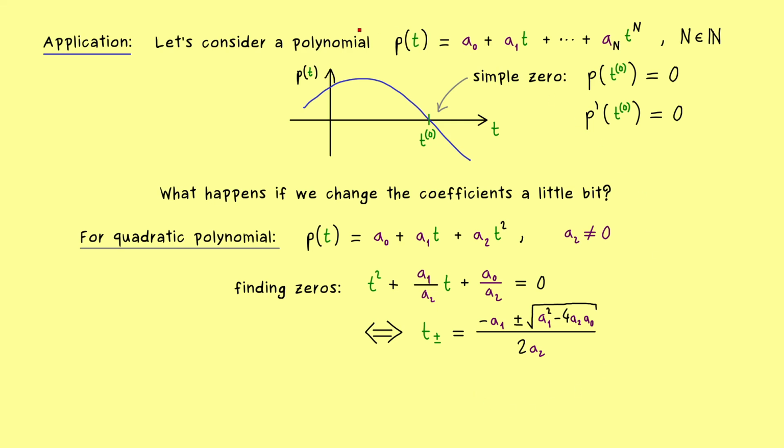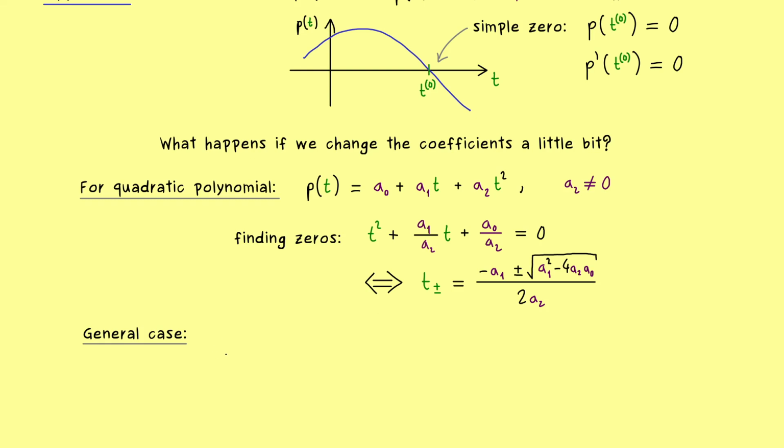However, we cannot say that for a general polynomial because we don't have a formula for the zeros in the general case. But exactly there, the implicit function theorem can definitely help us. We just have to define a suitable function capital F. And as always, we split the domain up into two inputs.